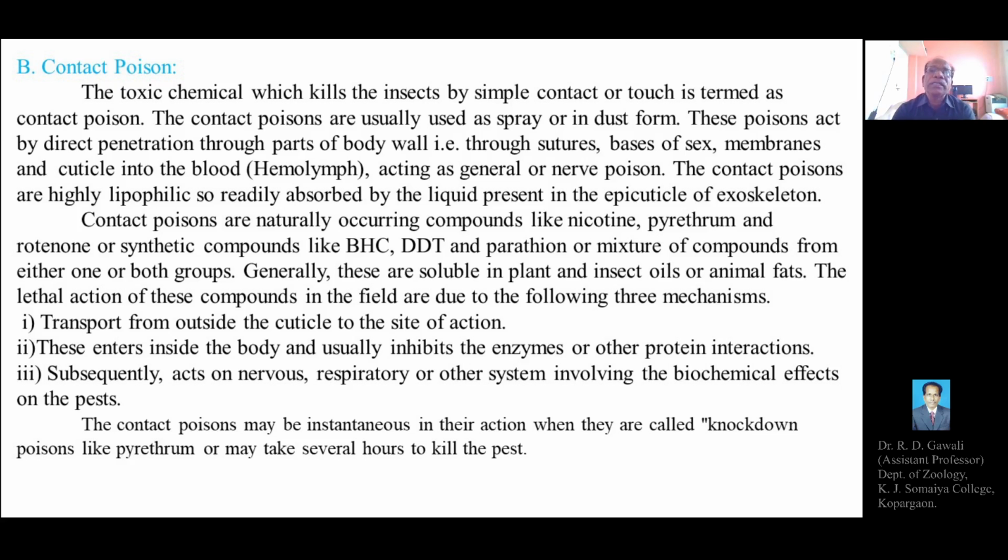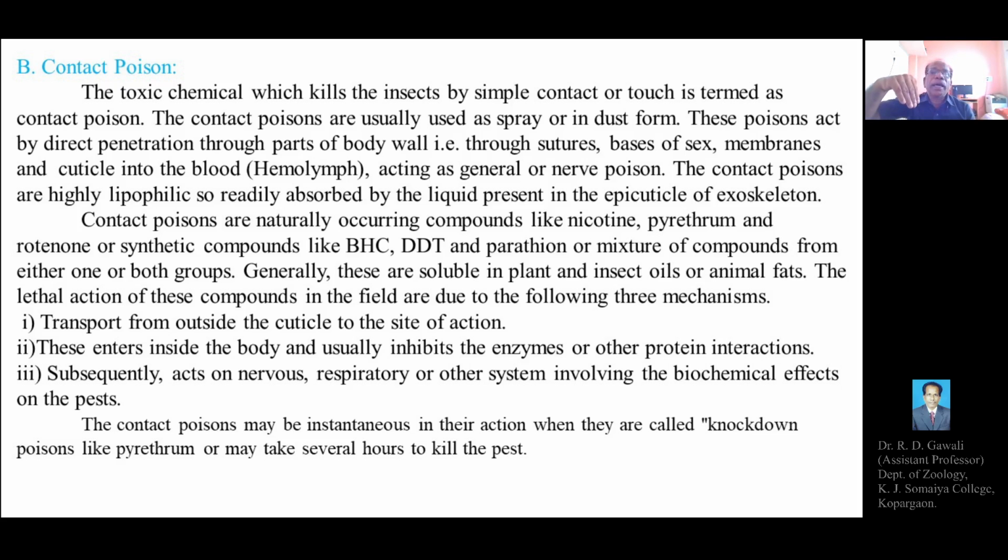The contact poisons are usually used in the form of spray or in the form of dust. And these poisons act by direct penetration through parts of the body wall, that is through the sutures, bases of the sex organs, membranes, and the cuticle into the blood or hemolymph.